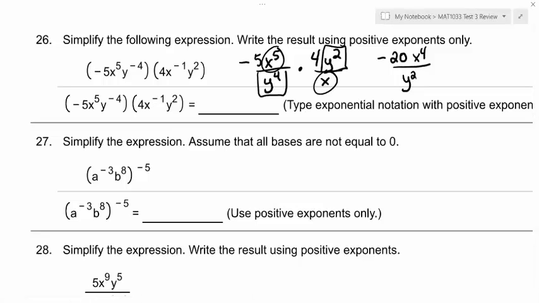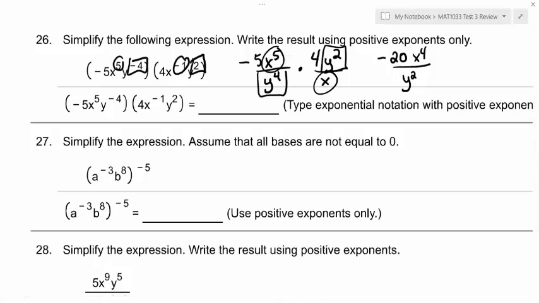Good. Now that's not the only way you could do it, by the way. Since we're multiplying, you could add the exponent. So you would get negative 20, then you would add the 5 and the negative 1, which would give you the x to the 4th that we end up with. And then you also could add the negative 4 and the 2, which gives you negative 2 as your exponent, which is why there's a y squared in the denominator.